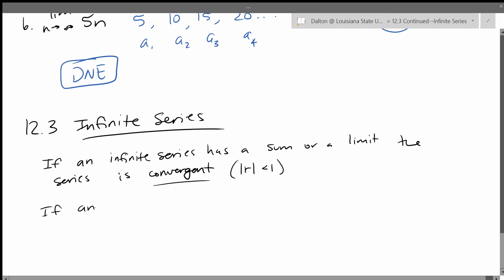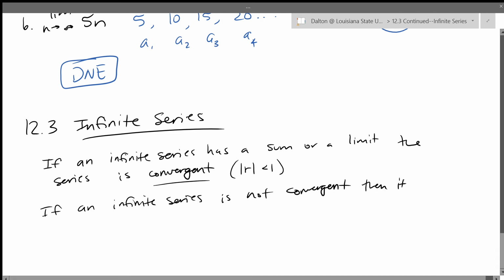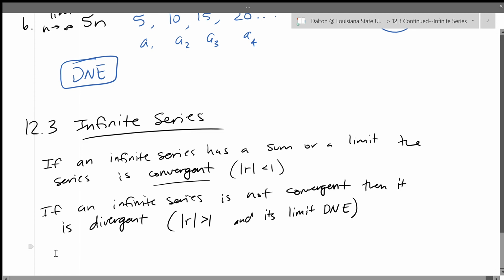If an infinite series is not convergent, in other words, it doesn't converge to a particular number, it doesn't approach a particular number, then it is divergent. And in those cases, the absolute value of the ratio R is greater than 1, and its limit does not exist. So I can't ask you to add a sequence that just continues getting bigger and bigger, because then your sum is also just going to approach infinity.